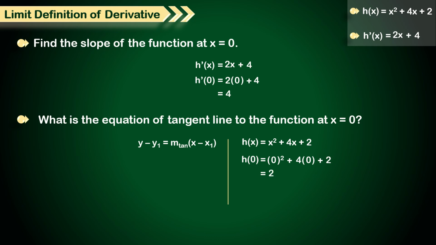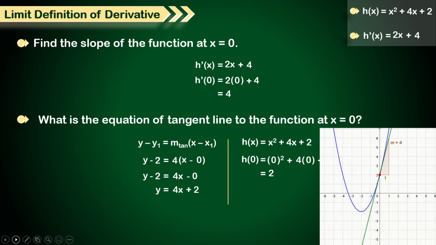Substitute all values into point slope form. y minus the y coordinate, which is 2, is equal to the slope, which is 4, multiplied by x minus the x coordinate, which is 0. Distribute 4 to each term of x minus 0. We have y minus 2 is equal to 4x minus 0. Add 2 to both sides of the equation, and we have y equals 4x plus 2. This is now the tangent line on the function at x equals 0.